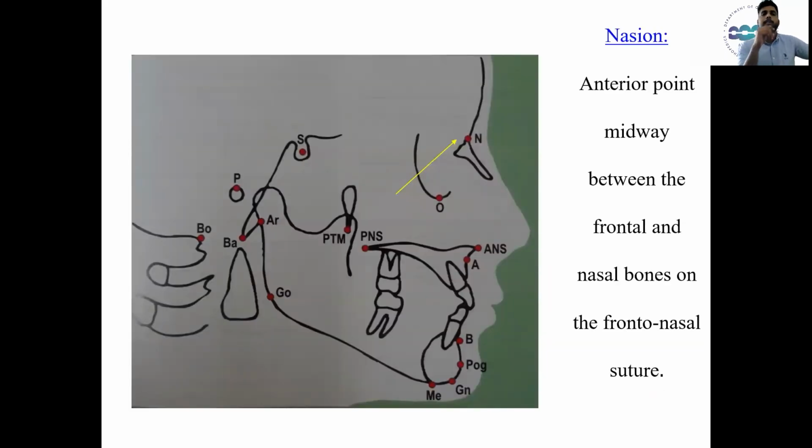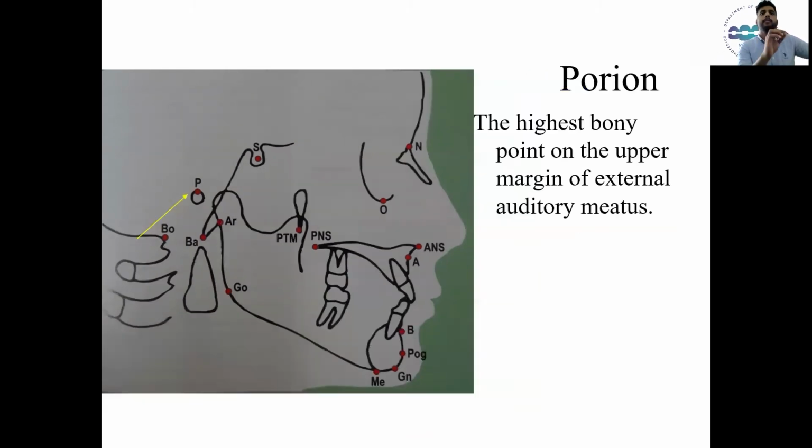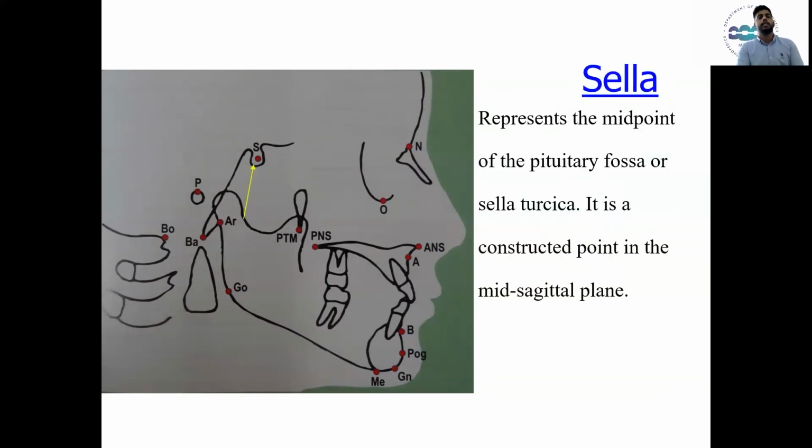In this photograph we can see various anatomic landmarks in the lateral cephalogram. First is the orbitale. As you can see in the picture, it is the lowest point on the inferior bony margin of the orbit. Second is the porion, the highest bony point on the upper margin of the external auditory meatus. Next is the sella. It represents the midpoint of the pituitary fossa or sella turcica. It's a constructed point in the mid-sagittal plane.